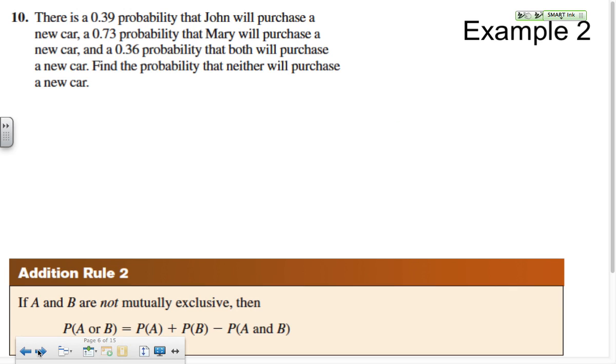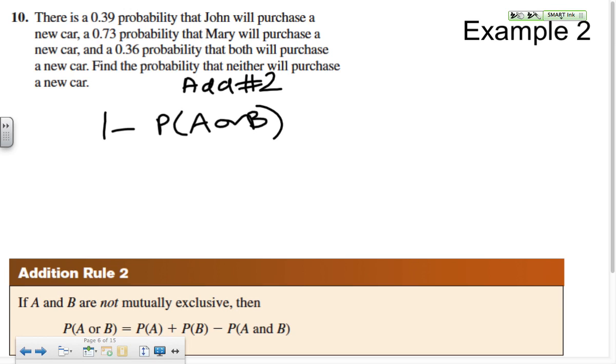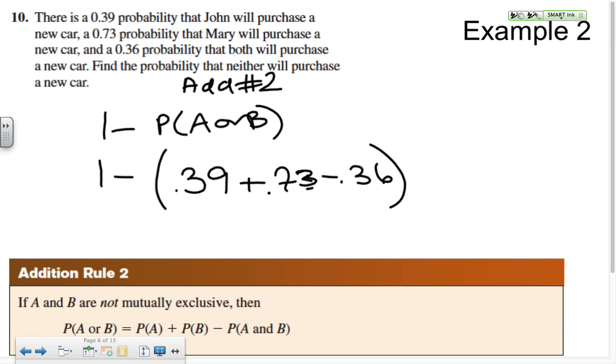So first of all, we're going to go 1 minus the probability of A or B. So this is addition rule number 2, with the complements in there, but it's addition rule number 2 that we're using. So we're going to go 1 minus, big parentheses, the probability of John buying a new car plus the probability that Mary buys a new car, minus the probability that they both buy a new car. Calculators are easy on that, and I end up with 0.24. So there's a 24% probability that neither one will buy a new car.